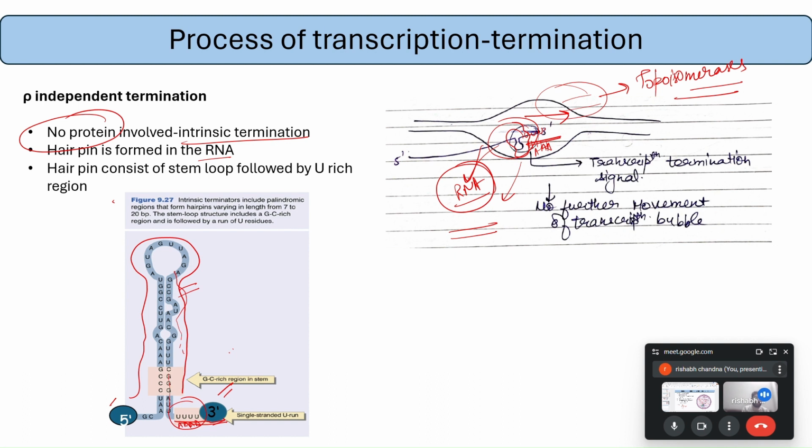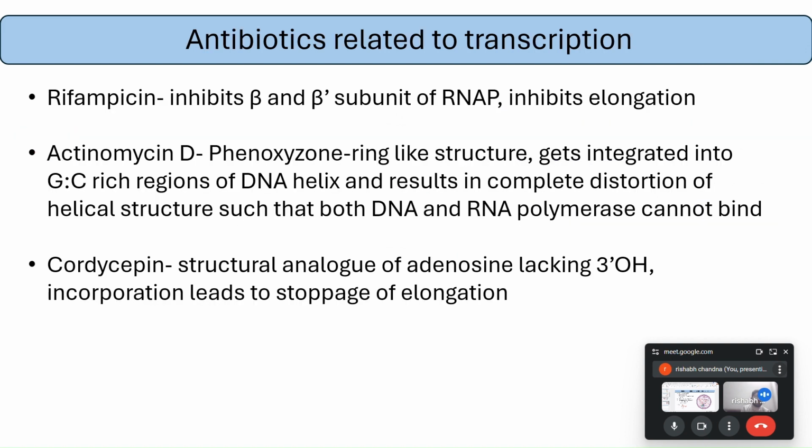Now, some further extra information about transcription is that we have developed certain antibiotics related to transcription in prokaryotes, so that they can be used in the treatment of various diseases. So, first is rifampicin. Rifampicin is basically a molecule that inhibits the polymerase subunit of the RNAP. It inhibits the beta and beta prime subunits. So it basically inhibits elongation.